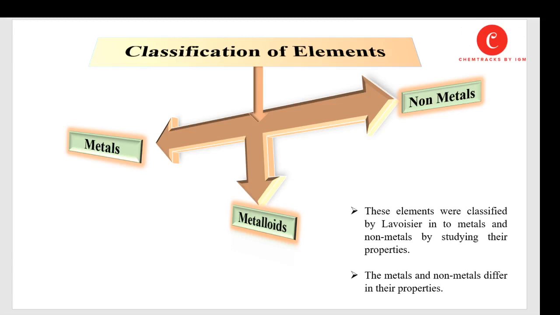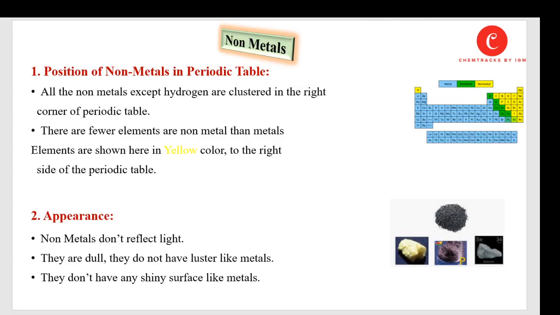Now, in the previous lecture we had a detailed discussion about the classification of elements and the properties of metals. Today we are going to discuss some specific properties of non-metals. The first property of non-metals is their position or proportion in the periodic table. All the nonmetals except hydrogen are clustered in the right corner of the periodic table. You can see the yellow color in the periodic table showing the existence of nonmetals.